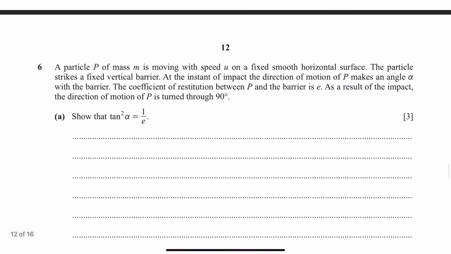So we have a vertical barrier and our particle strikes the barrier and turns through 90 degrees, like this. So this is the initial speed, and this is the final speed. We know that this angle is alpha, and this is 90 degrees. That means this angle would be 90 minus alpha. Okay, so we can start doing it now.